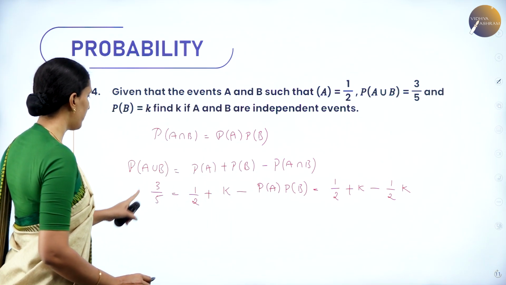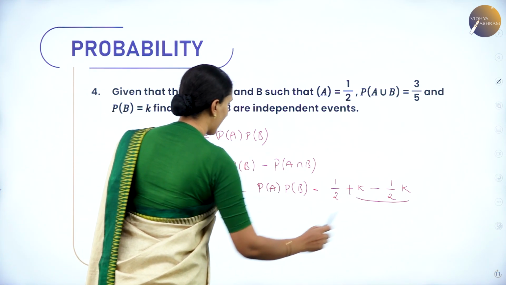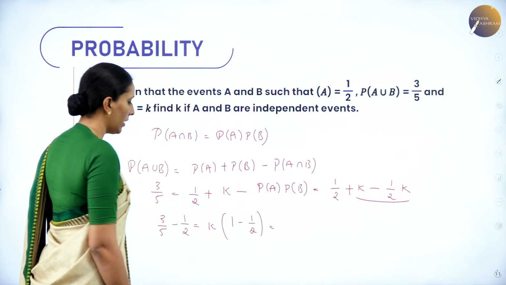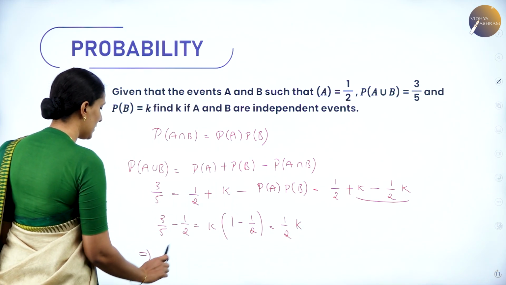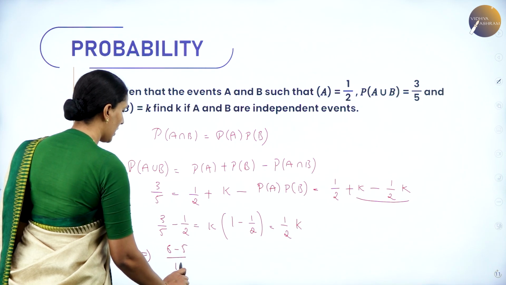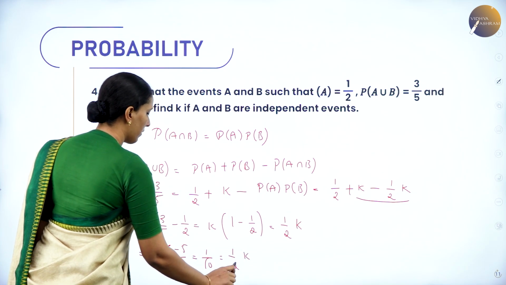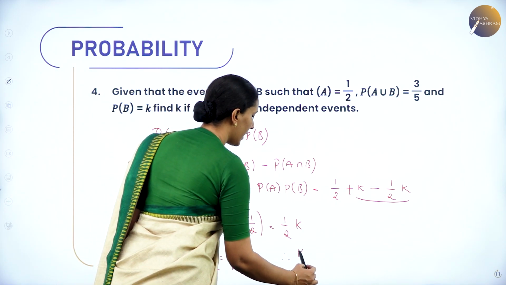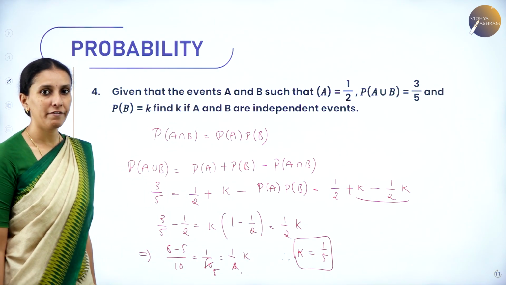So here let's shift half here. So we will get 3 by 5 minus 1 by 2. I will take K as a common factor here. Then it is 1 minus 1 by 2, so this side it becomes 1 by 2 K. So let's subtract this: 3 2s are 6 minus 5 by 10. So that is equal to 1 by 10 is equal to 1 by 2 K. We can also cancel: 2 1s are 2, 5 2s are 10. So therefore the value of K is equal to 1 by 5. That is, the probability of B is equal to 1 by 5.